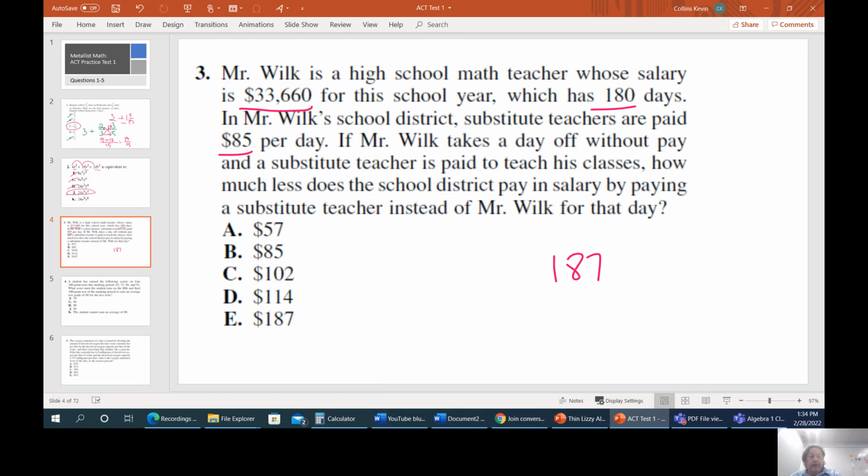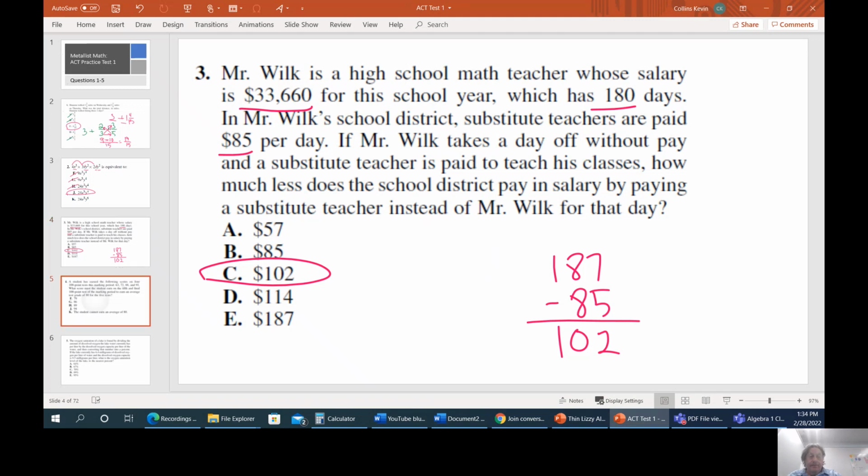So for some reason he's taking this day without pay. I don't know why. They're going to pay somebody to come in for him, and they're only going to pay them $85. So we subtract that off. That's going to be 102. And of course, do the 187 minus 85. You can use your calculator on that too, but that one was pretty easy to just subtract old school.